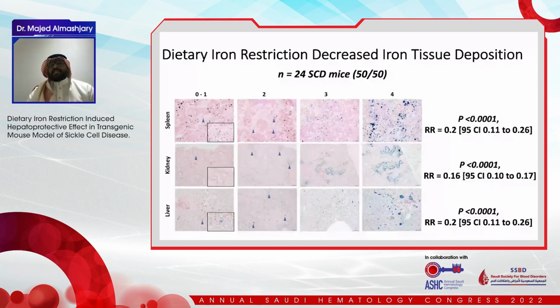We went ahead and took the tissue from these mice, liver, spleen, and kidney, and we stained them for Pearl's iron stain to see the iron deposition. We categorized that as 0 to 1 for minimally or rarely observed deposition, 2 for occasionally, 3 for abundant, and 4 for severe. And we compared them in each tissue, and we saw that iron restriction significantly lowered the iron deposition in these organs, in spleen, kidney, and liver.